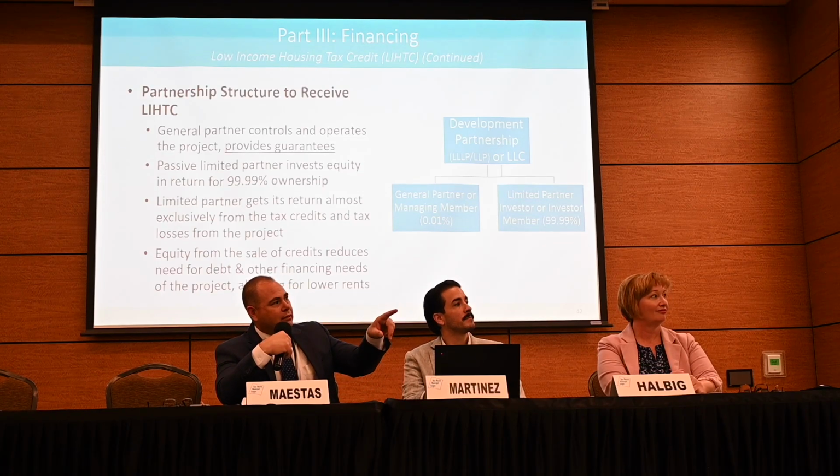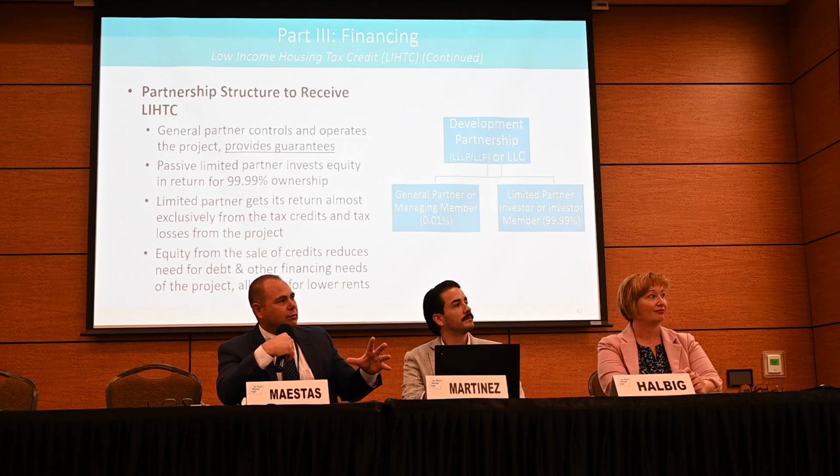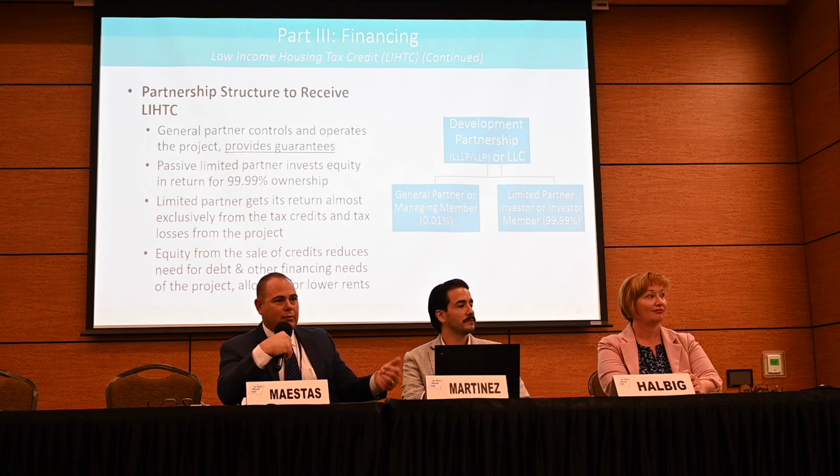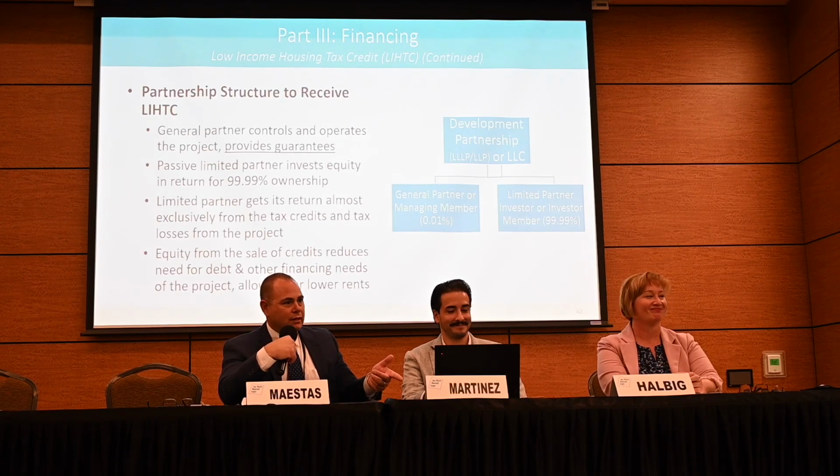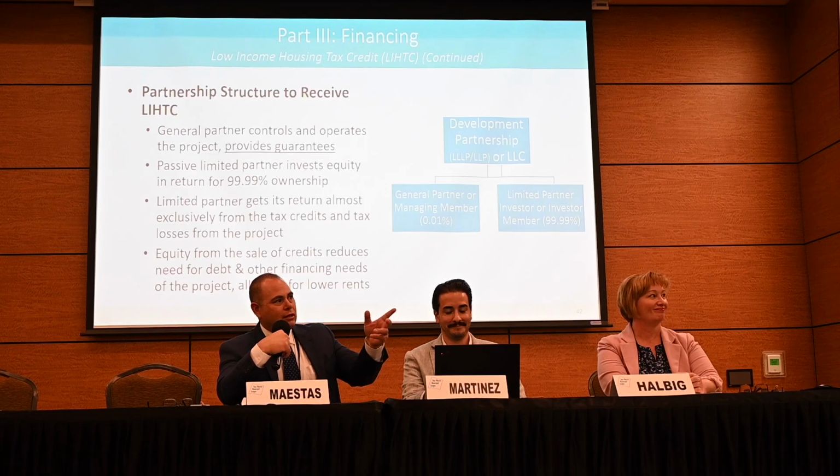Let's talk a little bit about the structure. Generally, when a developer comes in to borrow money or apply for LIHTC, they create a partnership. It's usually a triple LP, limited liability, limited partnership. Sometimes it's a limited liability partnership, and every once in a while, it's just an LLC. But either way, there's the partnership or LLC, and then there's 2 pieces to it: general partner and limited partner.